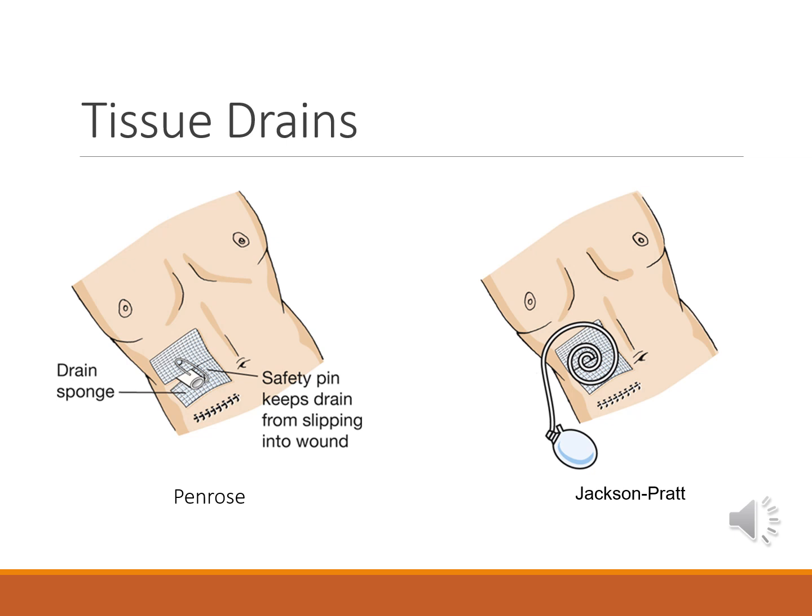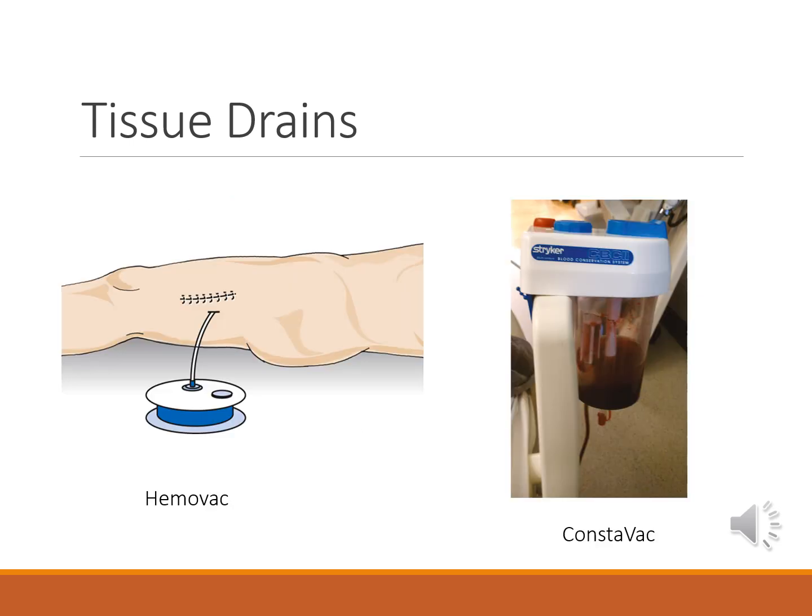A Jackson-Pratt tissue drain uses a small bulb to create constant low pressure as well as suction, collecting drainage fluids into the bulb. This is often used after abdominal surgery. A Hemovac-style tissue drain utilizes constant low pressure to expand an accordion-style container as it suctions out fluid. These are commonly seen after hip replacement surgeries.